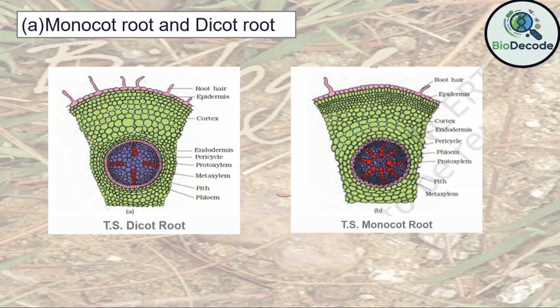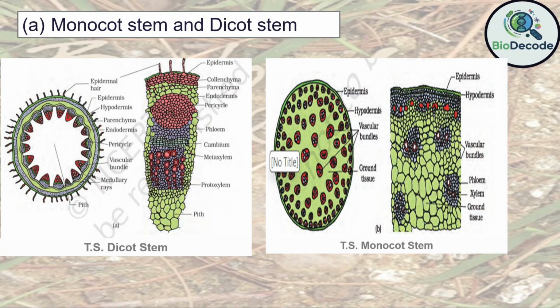The transverse section of a dicot root shows a central small pith with a few xylem and phloem patches arranged alternately along a radius. In contrast, the monocot root shows a larger central pith and multiple xylem and phloem bundles forming a ring-like structure. Now, let us discuss the differences between monocot and dicot stems.